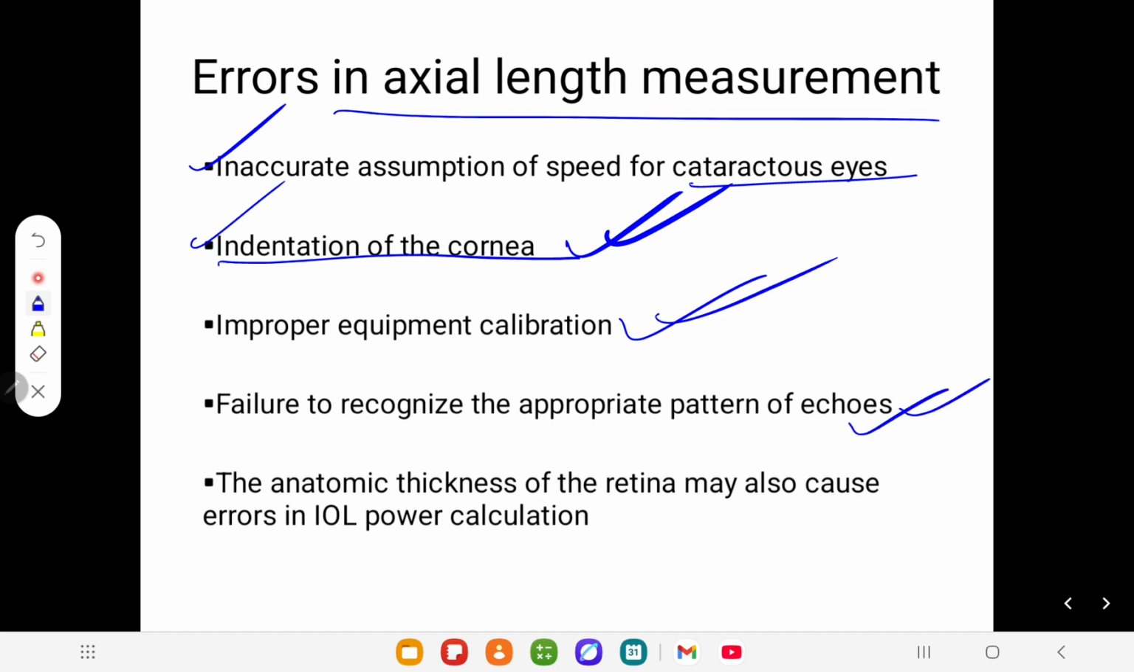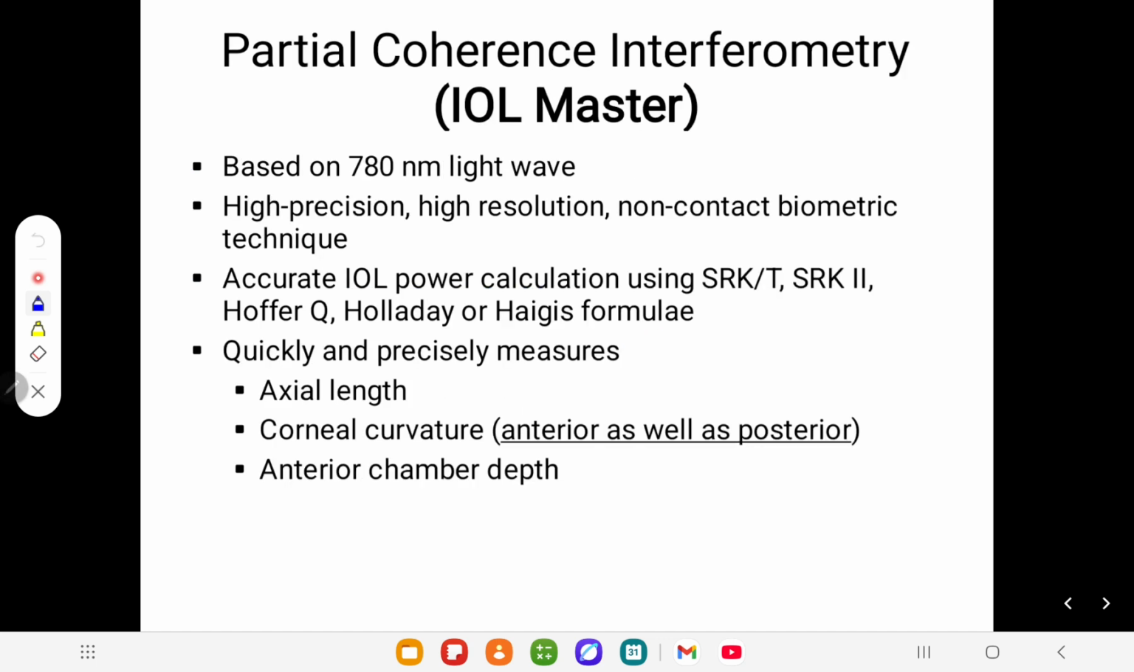I have already told you in my previous videos what the patterns of the echoes are, what the difference is between the anterior cornea, sorry, anterior lens and posterior lens spikes. What about the retinal spikes? What about the spikes from the fat on the sclera? It really matters. The anatomical thickness of the retina may also cause an error in IOL calculation. Yes, definitely. So partial coherence interferometry, definitely in the case of IOL Master.